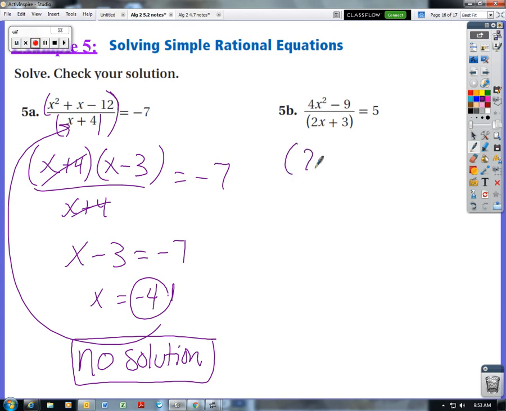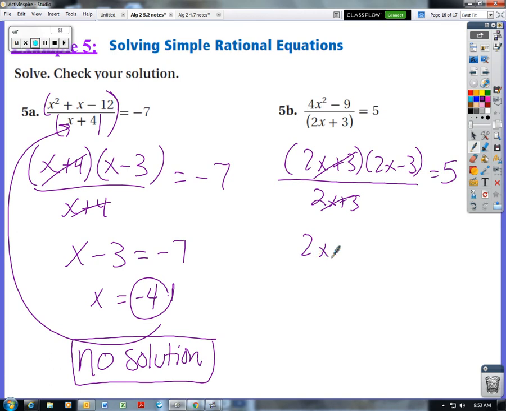Let's do this next one. 2x plus 3 times 2x minus 3 over 2x plus 3 equals 5. This was a difference of squares. Those cancel. 2x minus 3 equals 5. We're going to add 3 to both sides, so I'm going to get 8 over there. I'm going to divide both sides by 2 and get x equals 4. I see that I can put 4 in here and here.